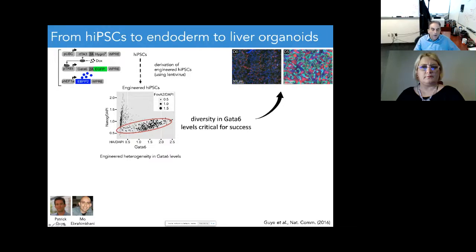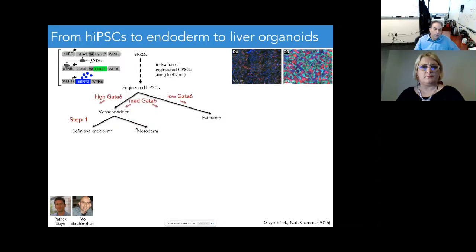And it turns out that the cells that were making lots of GATA6 or medium GATA6 ended up becoming endoderm or mesoderm. Okay, so endoderm and mesoderm are two of the important germ layers, and the third one is ectoderm. So these are the germ layers from stem cells that then are responsible for making any type of tissue in your body. Okay, so we had the ability to control endoderm and mesoderm formation and also ectoderm, but let's not worry about the ectoderm for right now.